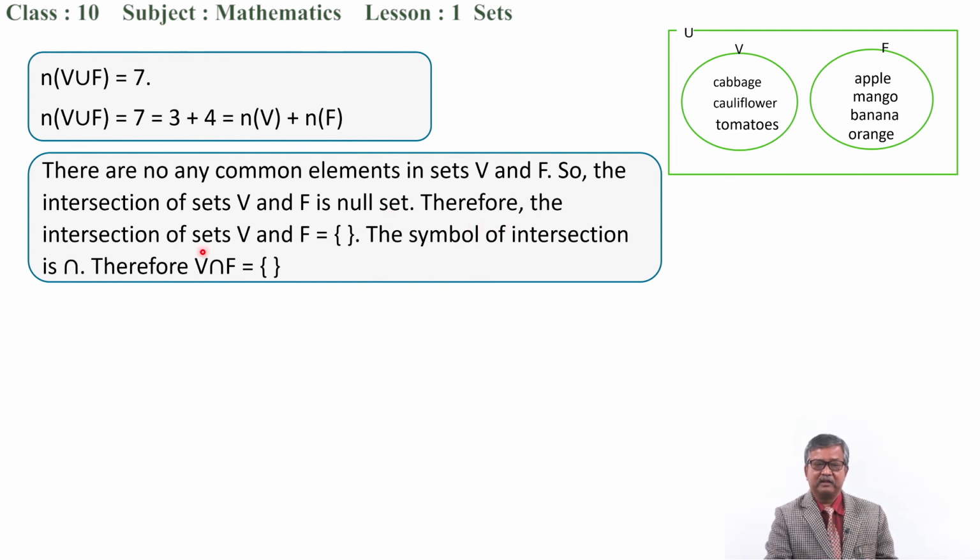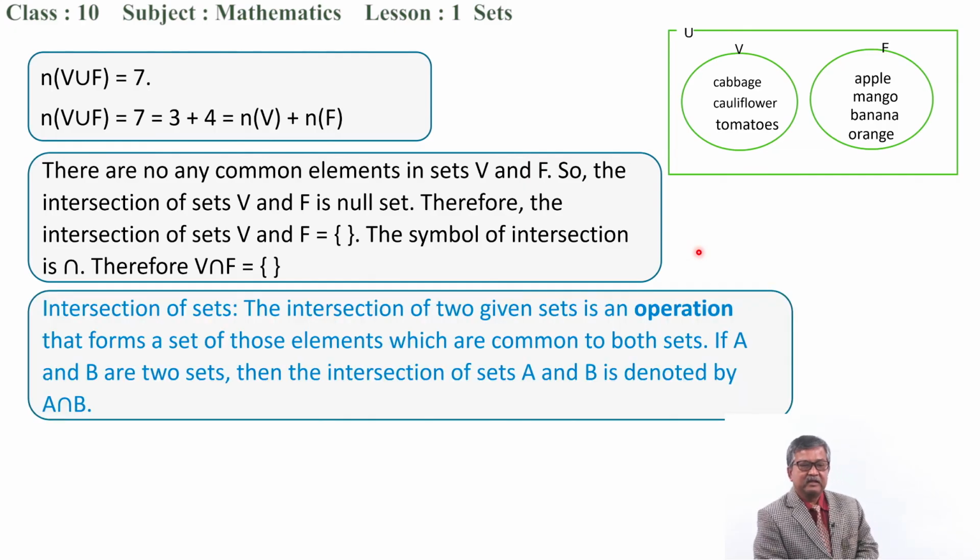So, therefore, the intersection of sets V and F is written as empty curly brackets. There are no elements. The symbol of intersection is denoted by an upside-down U, or we can say cap. Therefore, V intersection F is equal to empty curly brackets. It is empty, no elements. Okay. Now, from this example, we can define the intersection of sets.